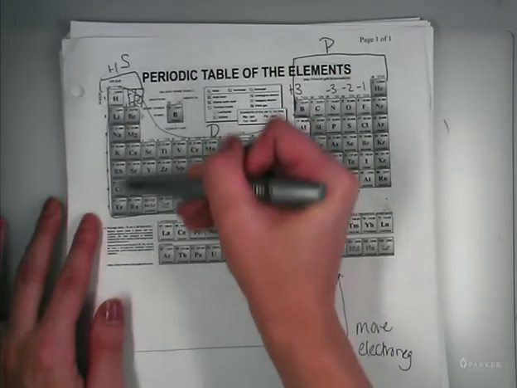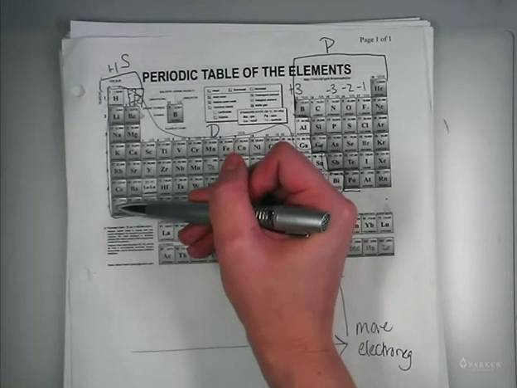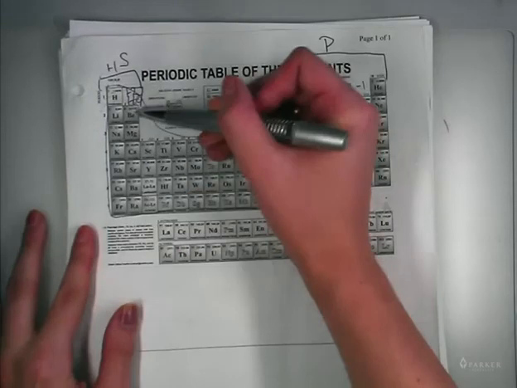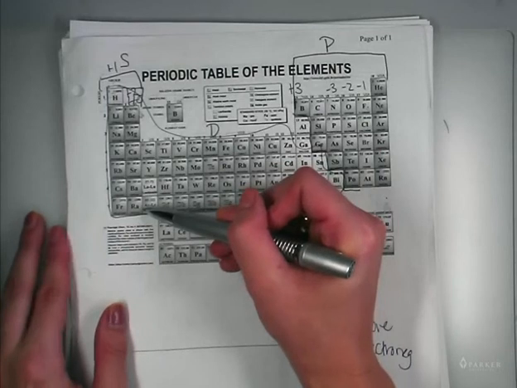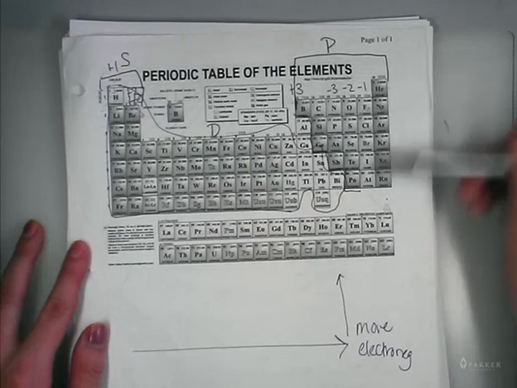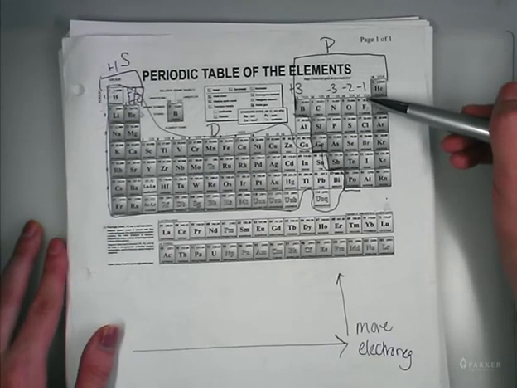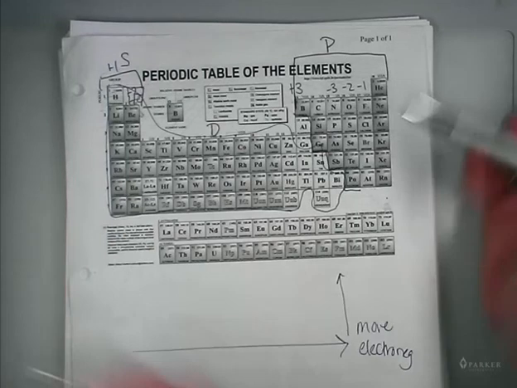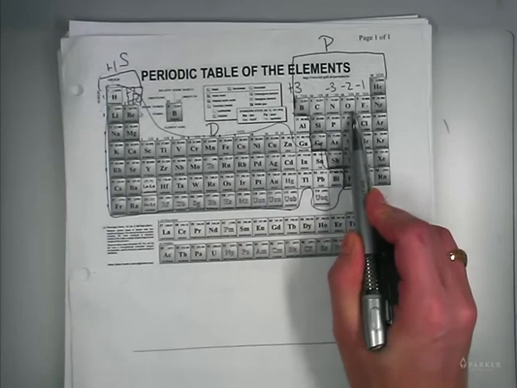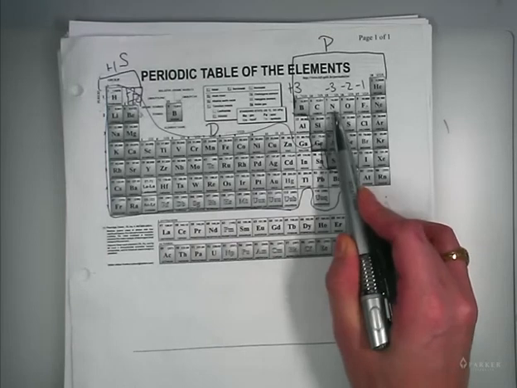So if you look at these, group one right here tends to have a plus one charge, if it is charged; it could be neutral. Group two tends to have a plus two charge. And over here, fluorine and all of your halogens tend to have a negative one. Oxygen tends to have a negative two. So let's look at negative two. How far away is it from neon? Two. So how many electrons would it gain? Two, giving it a negative two charge.